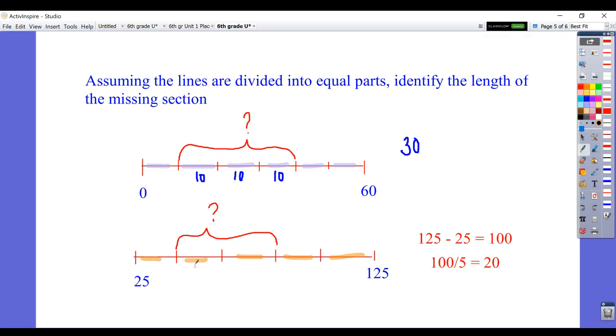So we have 2 bracketed areas, 2 bracketed sections. So this section is 20 and this section is 20. So 20 plus 20 means that this bracketed area is a length of 40.